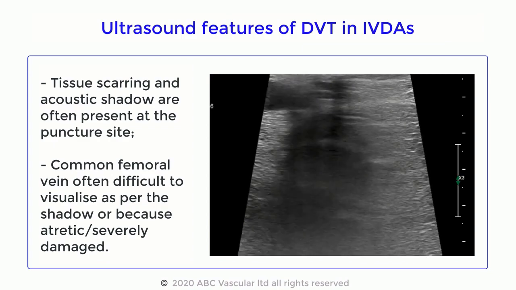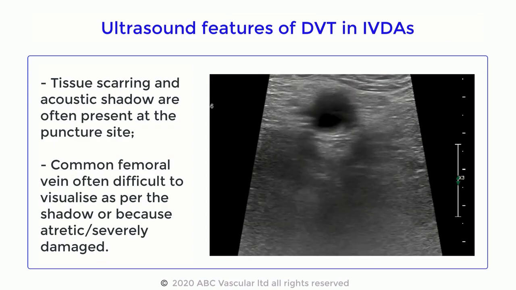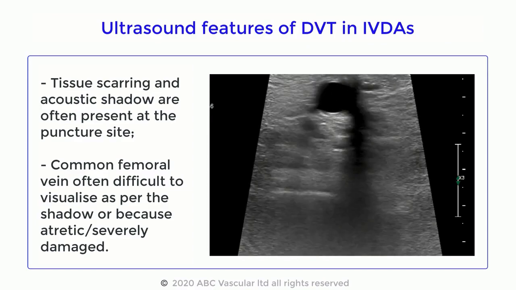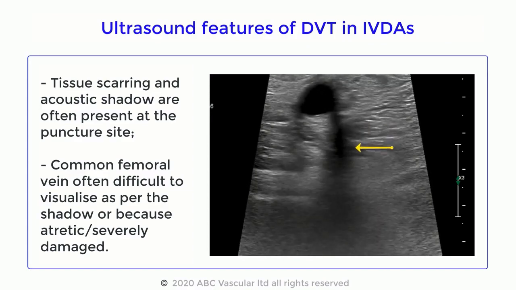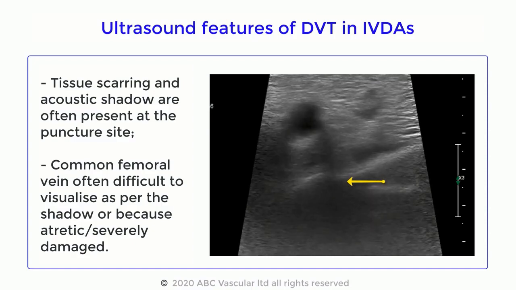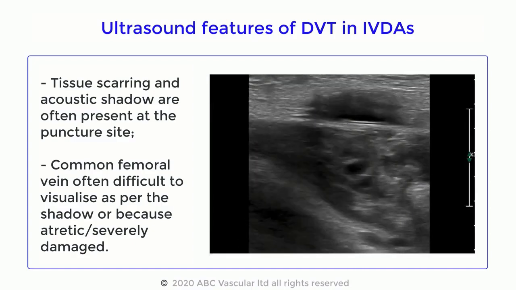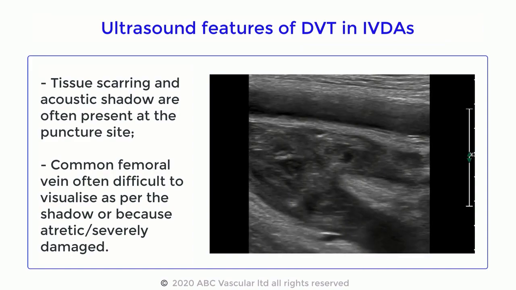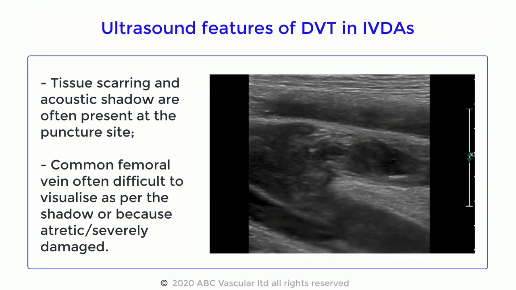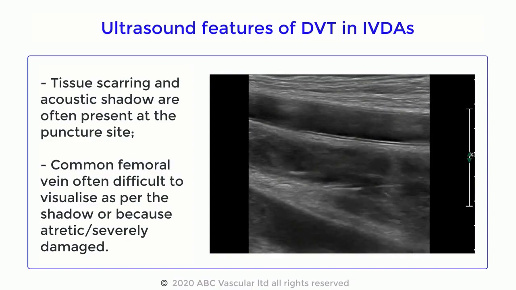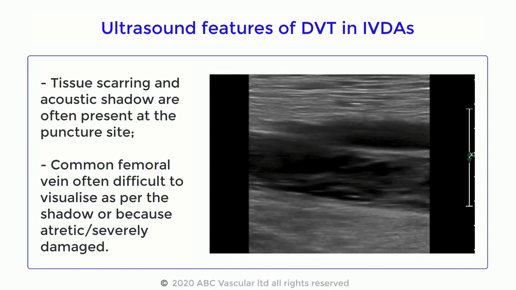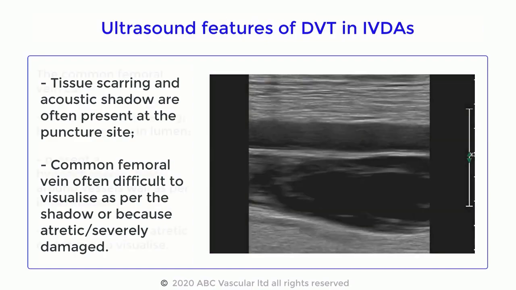The acoustic shadow can be observed in a longitudinal and cross-section view as an anechoic band caused by a high reflector such as the scarring tissue. It is useful to identify the more distal part of the common femoral vein when the proximal region is not identified. This is another scenario of a deep vein thrombosis of the distal common femoral vein and proximal femoral vein.